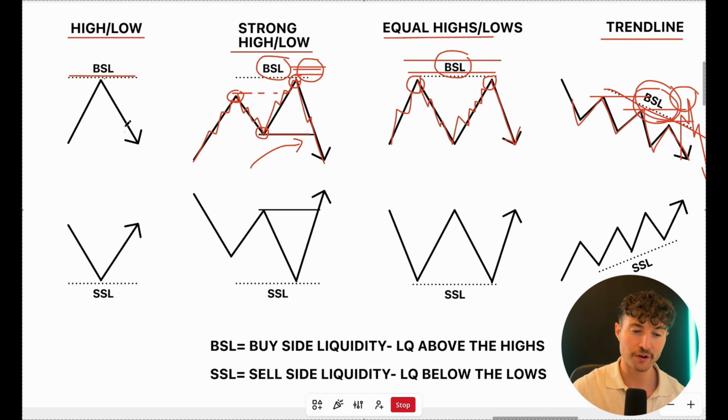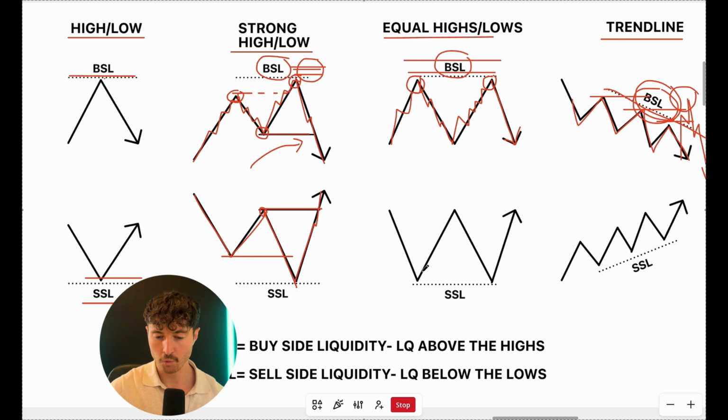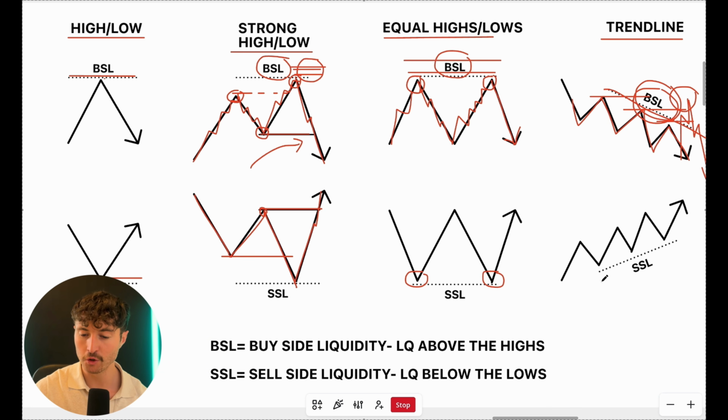Vice versa, we have a significant low in the market. We have sell side liquidity generated below here. We have a strong low where we have a low, lower high, lower low. We break structure, but then we shift in market structure right here. We have equal lows, and we also have sell side liquidity in the form of trend line liquidity.